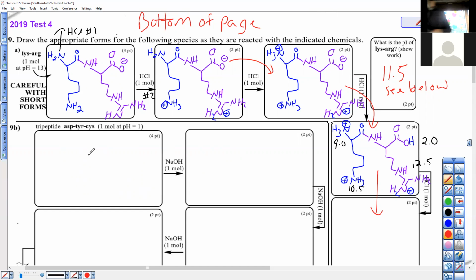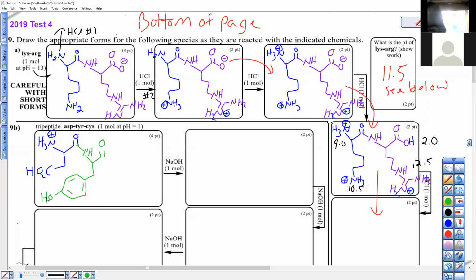Asp-Tyr-Cys tripeptide at very low pH, everything protonated. So we're going to have fully protonated Asp, H3N plus. Just going to save you a little time. CH2, CO2H over there. This is where we're going to put all the pKa's this time. And Tyr, NH, CH2, phenyl, parahydroxyphenyl. Yeah, it's a phenol.